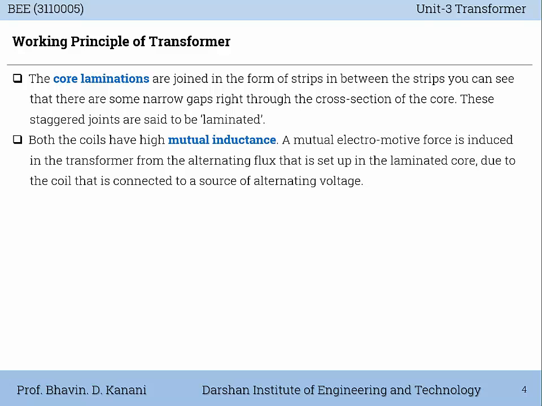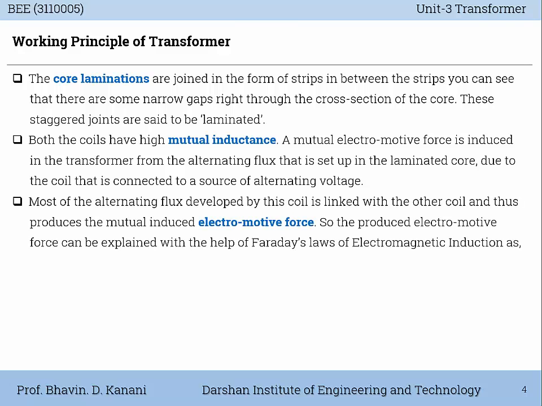A mutual electromotive force is induced in the transformer from the alternating flux that is set up in the laminated core due to the coil that is connected to a source of alternating voltage. Most of the alternating flux developed by this coil is linked with the other coil and hence produces the mutual induced electromotive force, that means induced EMF.